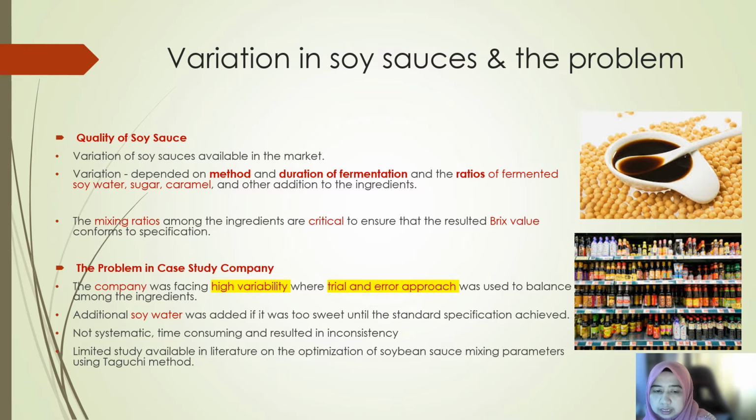In this case study company, the company was facing high variability, where a trial and error approach was used to balance the ingredients. Additional soy water was added if it was too sweet until the standard specification was achieved. Not systematic, time consuming, and resulting in inconsistency. There is limited study available in the literature on the optimization of soybean sauce mixing parameters using Taguchi methods.